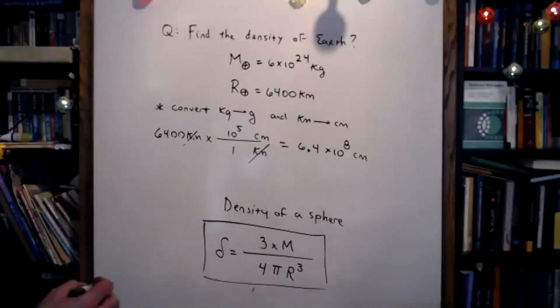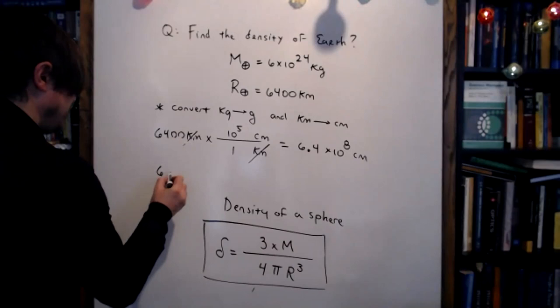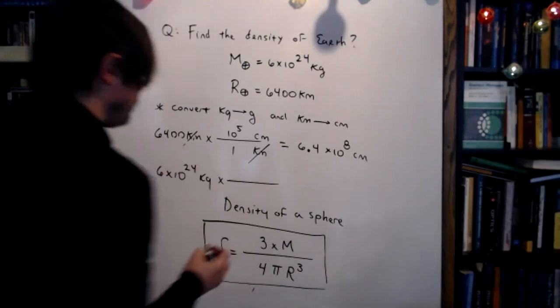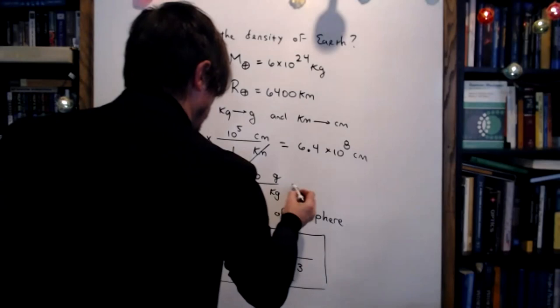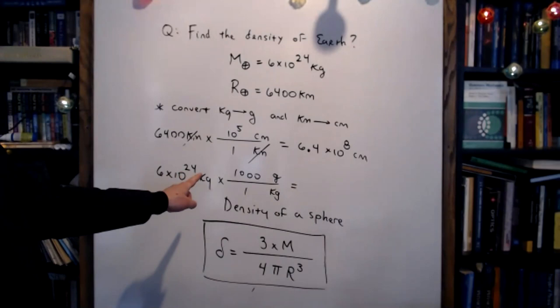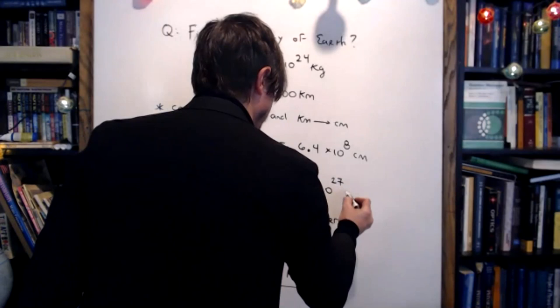We're going to start with 6 times 10 to the 24th kilograms. Excellent. Multiply that by a division bar. Then you're going to put kilograms on the bottom, and grams on top. And then 1,000 over 1. It's like you've been here this whole time. Okay, can you do this in your head? Yeah, it's 6 times 10 to the 27th. Very good. Nicely done, sir. Okay, cool. So now we've got our units in the right place.